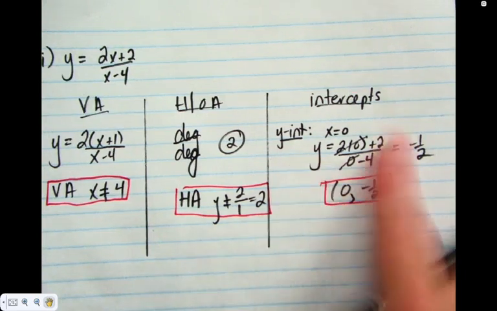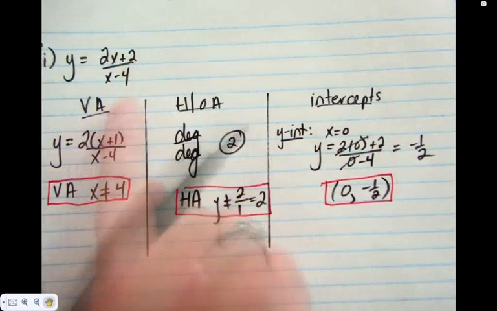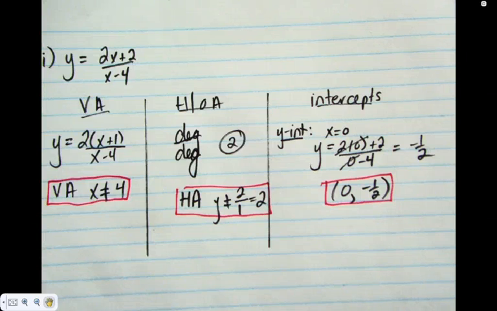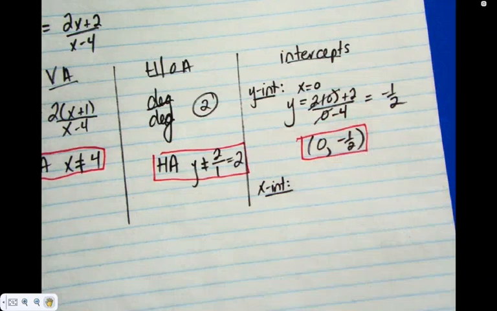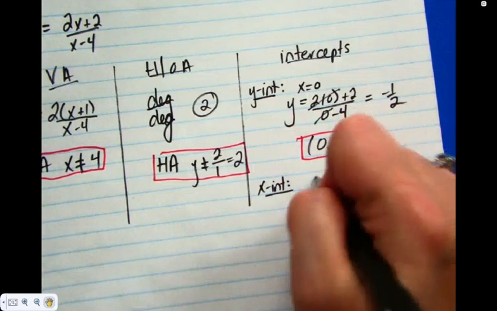So again, just repeat, you don't have to show the work. If your brain can just see it, write it down. If your brain needs to show it, show it. Now I'm going to do the x-intercepts, which means we put 0 for y.